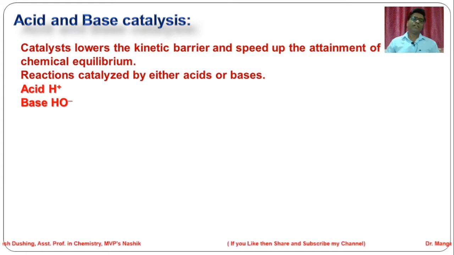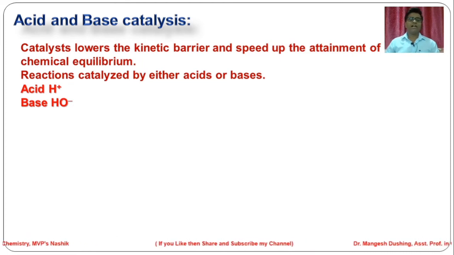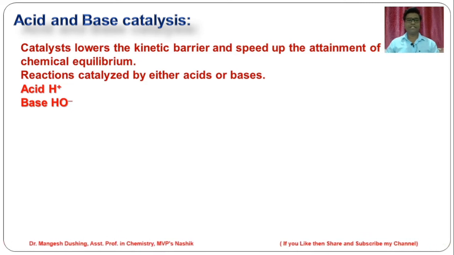Friends, there are so many acids like sulfuric acid, nitric acid, hydrochloric acid which catalyze the reactions by giving H plus ions. Those reactions are called acid catalyzed reactions or acid catalysis. While alkali hydroxides like NaOH, KOH donate OH minus ions for the catalysis of the reactions, that is, to enhance the rate of reaction. Those reactions are called base catalyzed reactions.